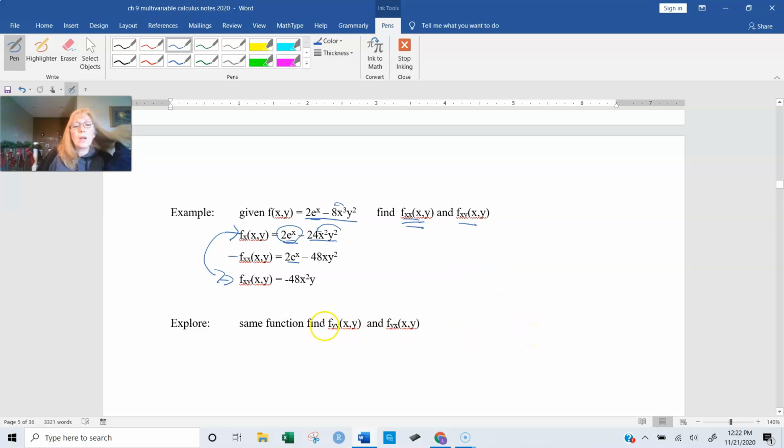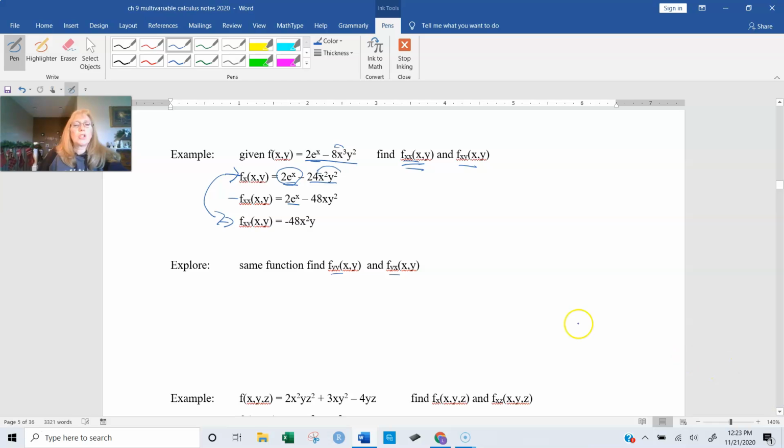All right, your turn. But now I want you to do f_yy and f_yx. Same function. Okay, give it a shot. Okay, f_y, with respect to y. So the first one has no y, so it's gone. The second one is negative 16x cubed y.